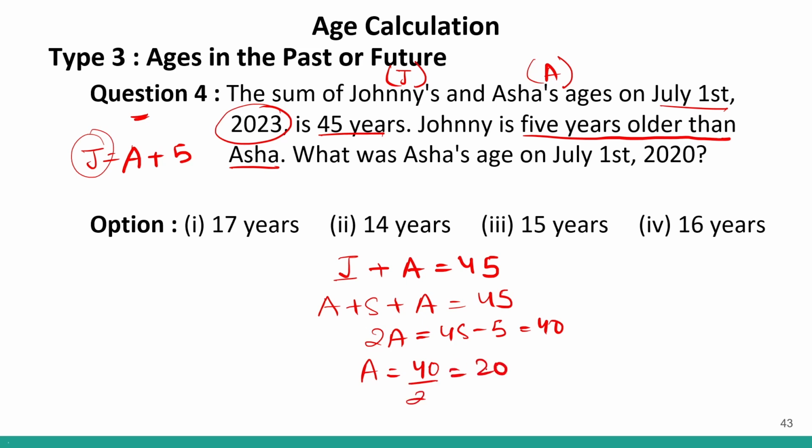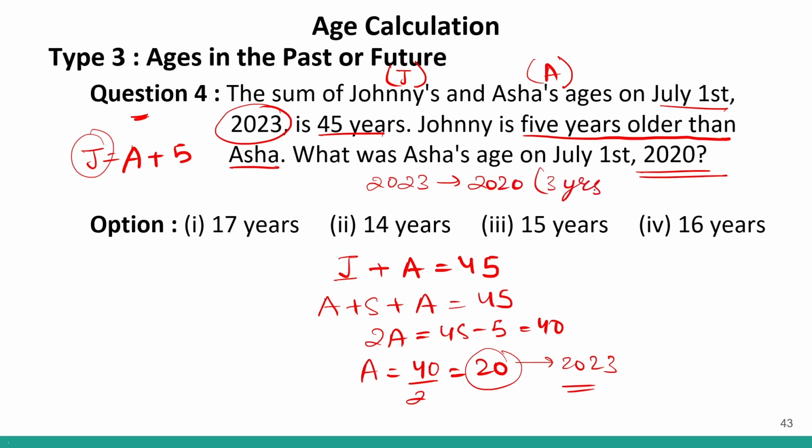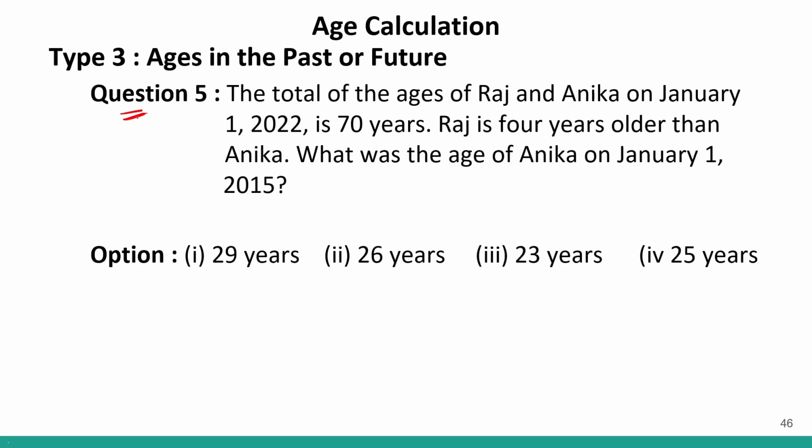This is Asha's age in which year? 2023. Now we have to find out what was Asha's age on July 1st, 2020. So from 2023, if I am going to 2020, that means I am going 3 years back. Correct? I am going 3 years back. So 20 minus 3 will be 17. So Asha's age in the year 2020 was 17 years old, which is given in option number 1. So option number 1 is the correct answer to this question. Clear?